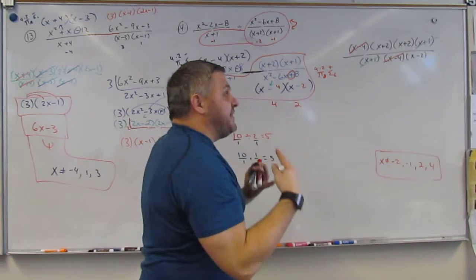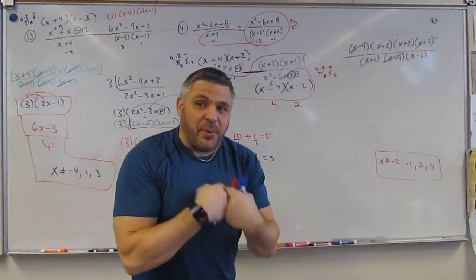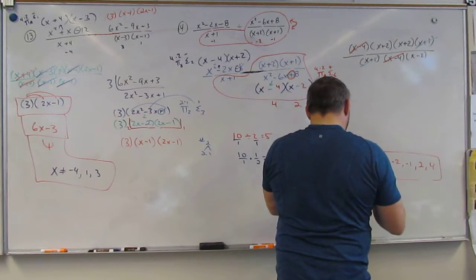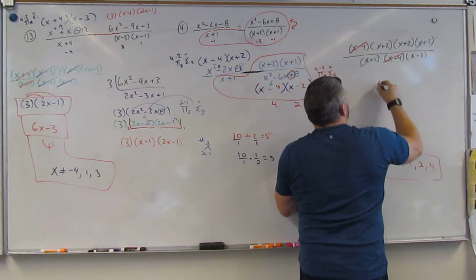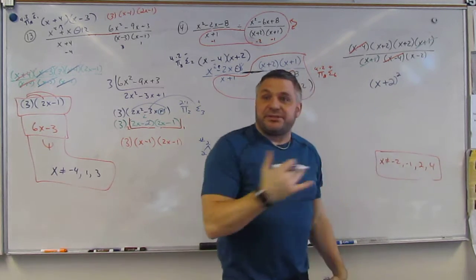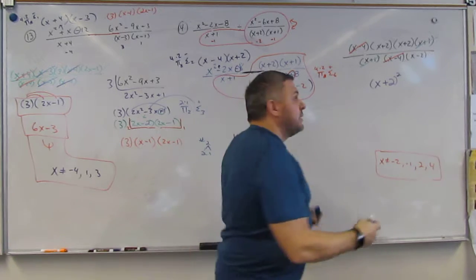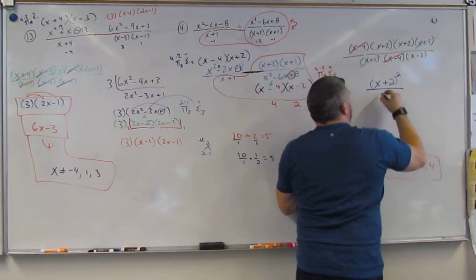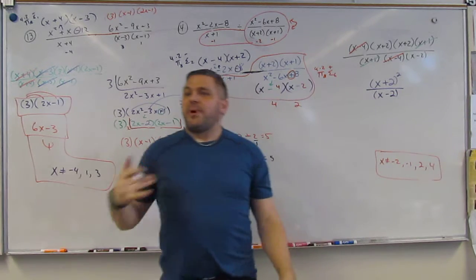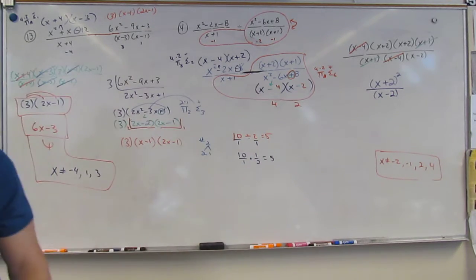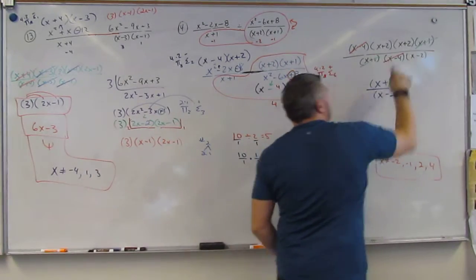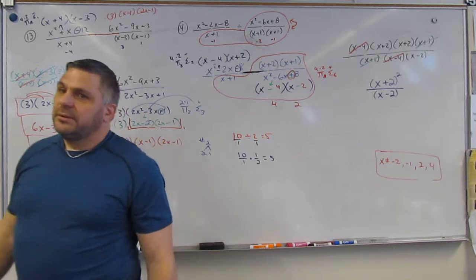Okay? Now we can rewrite this. Now the proper way to rewrite this is like this. X plus 2 squared, because there's 2 of those, right? All over x minus 2. Okay? That's the proper way. Wait, why is it squared? Because it's 2 down. Okay?